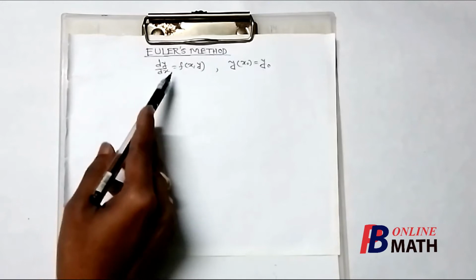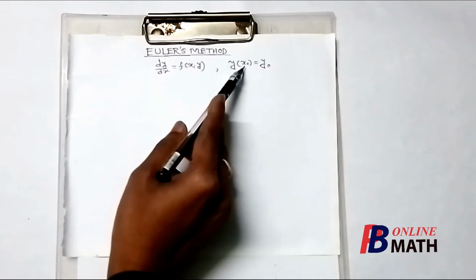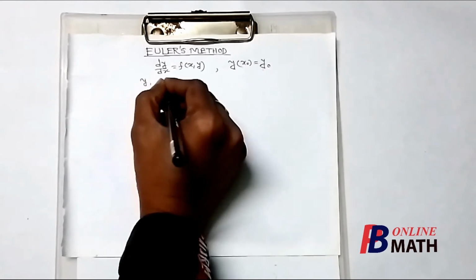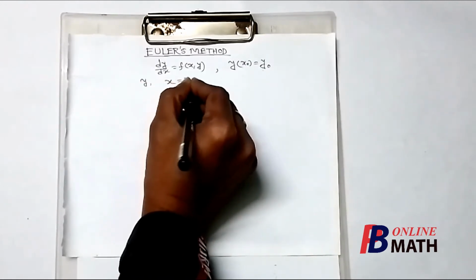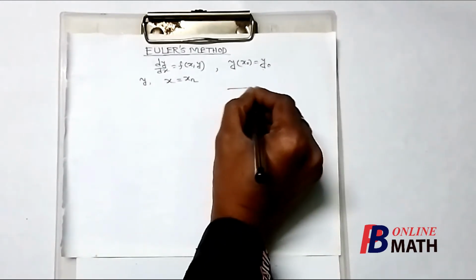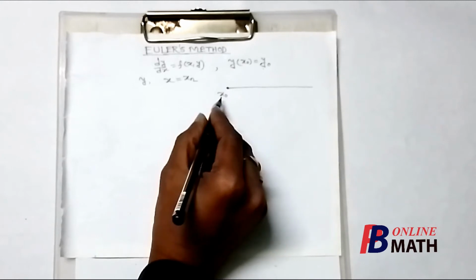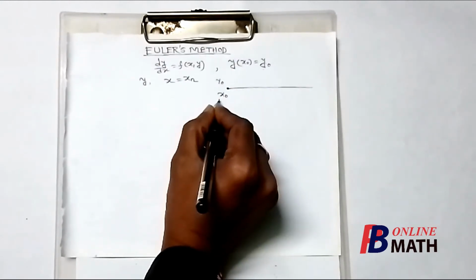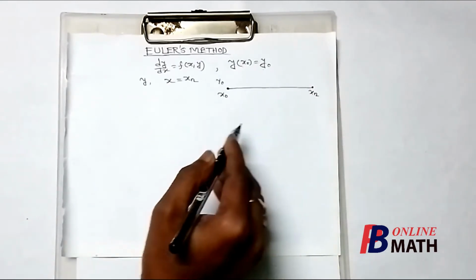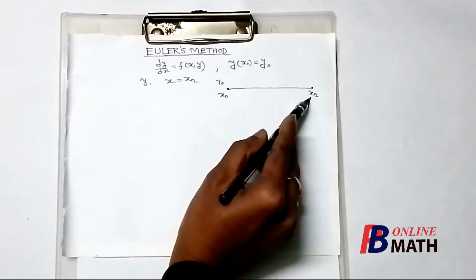So this is the given equation and this is the given function. The functional value of y at the point x0 is given, which is y0. We have to find the value of y at some other point, call it xn. So when x equals xn, we have to find y. That means the value of y at x0, which is y0, is given. We have to find the value of y at the point xn.